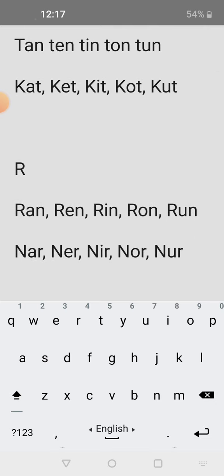And then for syllables ending in R, it's going to be even tougher to have it be trill-like, but it's still supposed to be canonically a trill. But anyway, nar, ner, near, nor, noor.